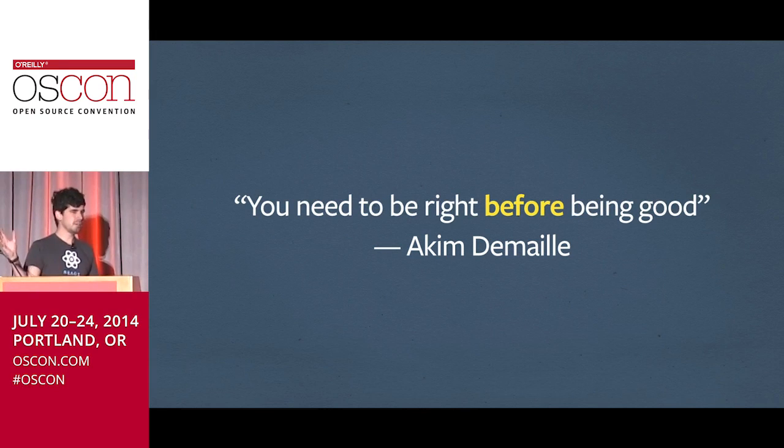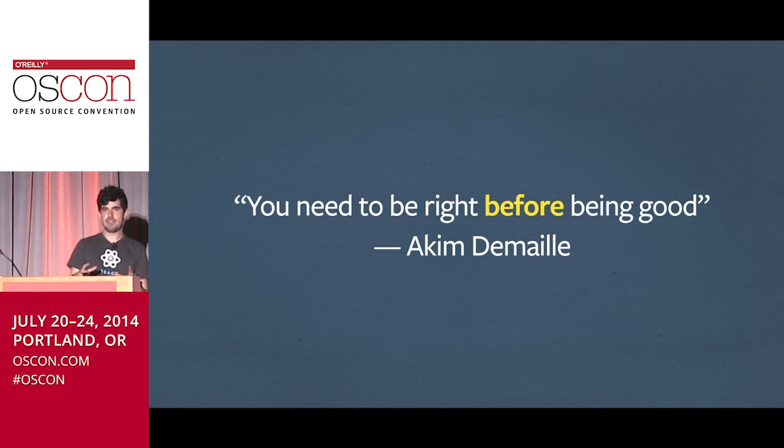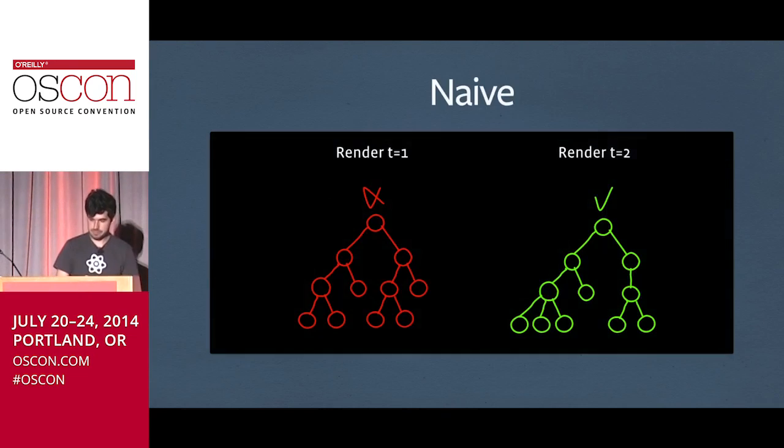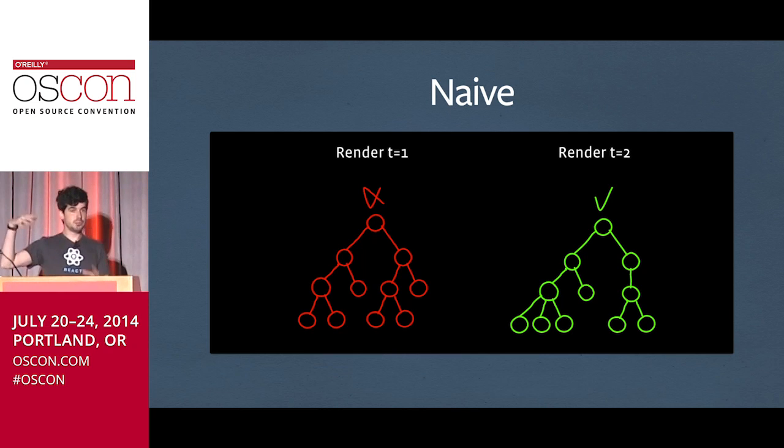But before we talk about all these optimizations, one of my teachers said, you need to be right before being good. What he meant by that is, you first want to have a solution, even if it's the most naive one that works, and then you want to iterate and improve the performance. Because if you try to make it fast from the beginning, then your project is very unlikely to succeed. So the most naive way to do it is to re-render everything on every update. We create an entire DOM tree of the new thing that you want to render, remove the old one, and replace it.